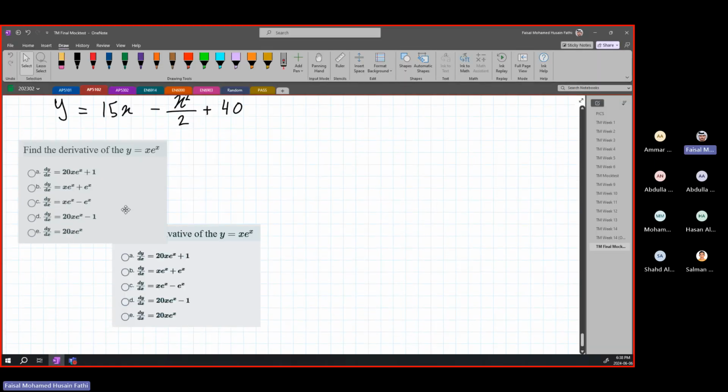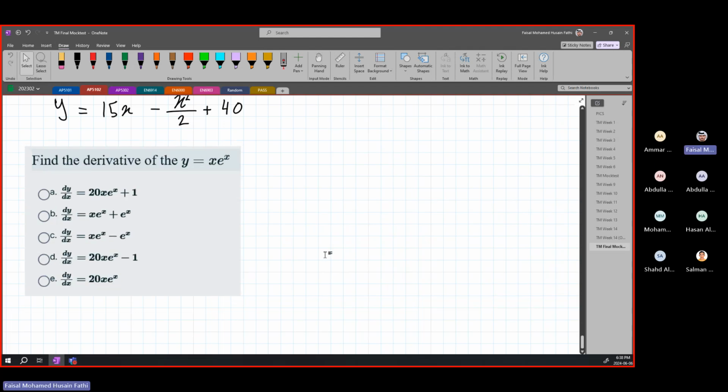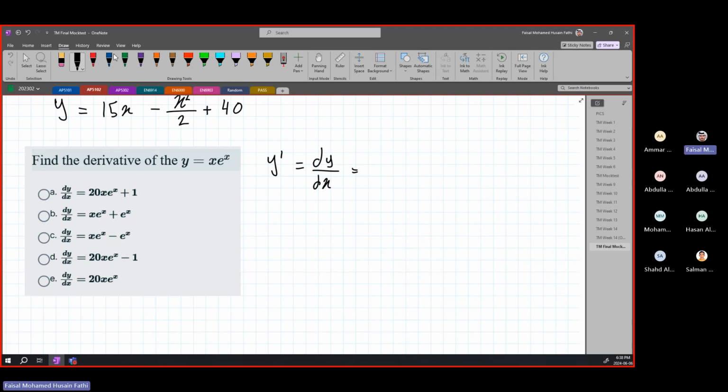Again, finding the derivative of y equals x times e to the x. This y prime, or dy by dx, needs the product rule, because we have two values. So it's going to be u prime times v plus u v prime. All right. You can memorize this in any way you want for the product rule. I usually memorize it in this format. Remember, you can put v in the front or u in the front. It doesn't matter which one you put. It's just multiplication and addition.